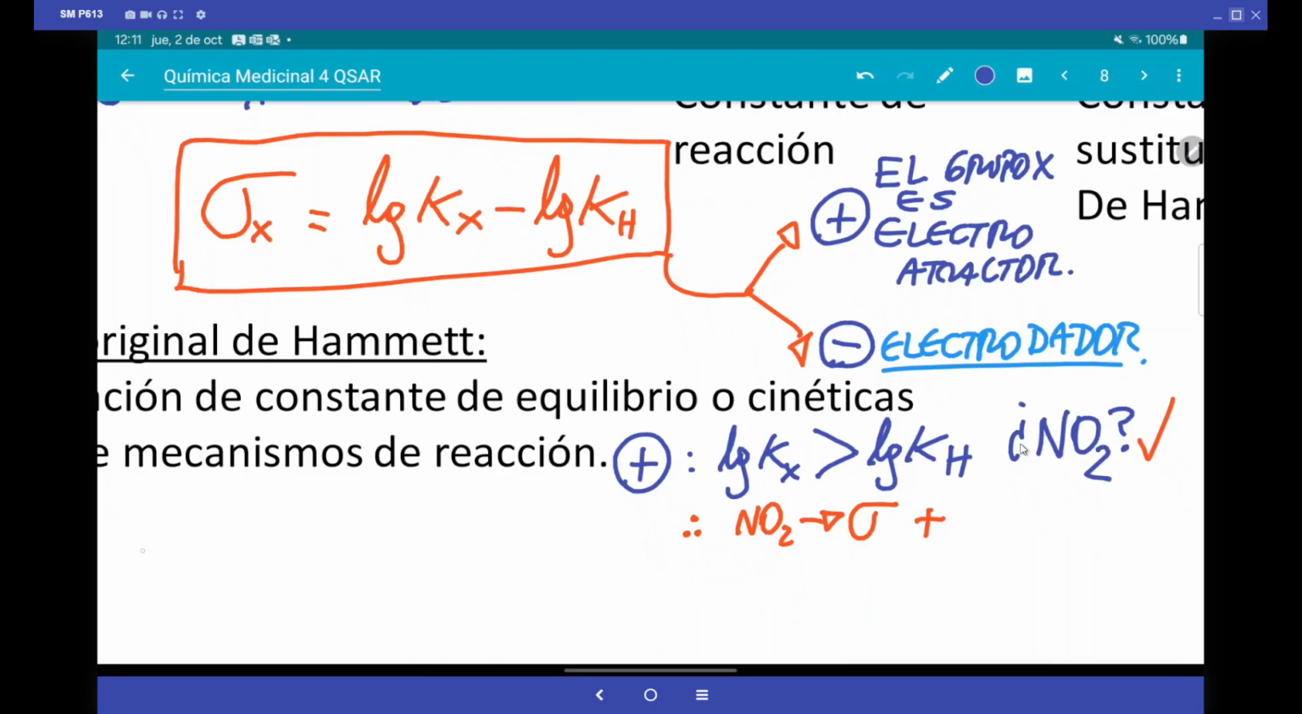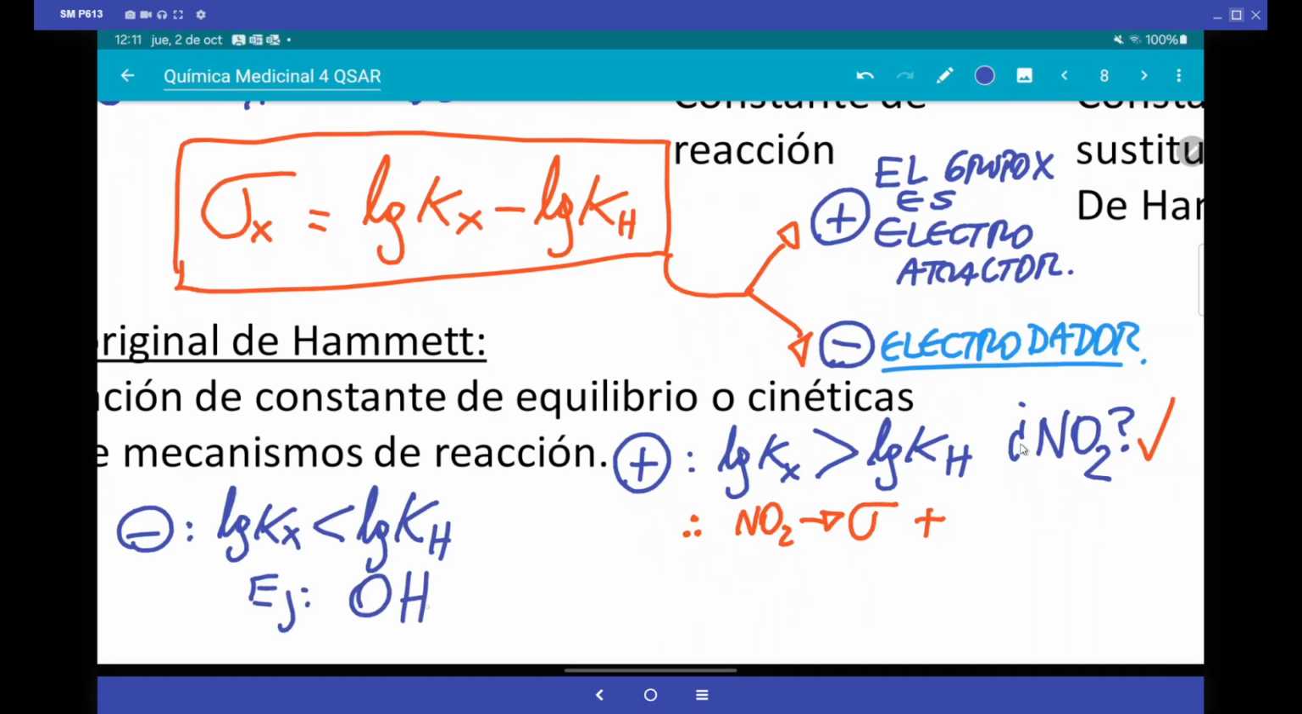On the contrary, if it is negative, that means that log kX is less than log kH. For example, an alcohol group, an OH group, has a negative sigma, because an OH group is an electron donor and therefore decreases the acidity, the ionization constant. That is the underlying concept of the Hammett constant. What I want you to take from this is that the Hammett constant allows you to know if a group is an electron donor or an electron attractor.